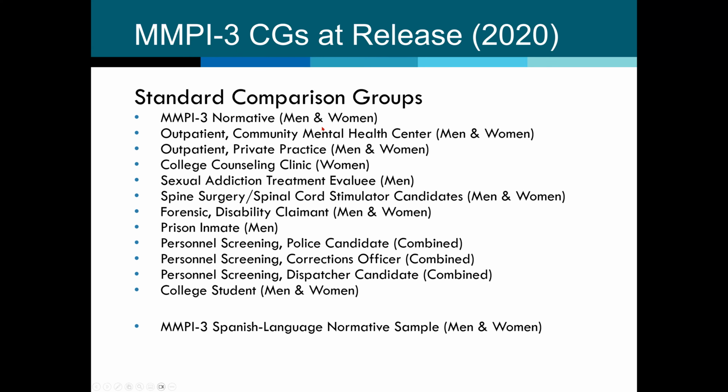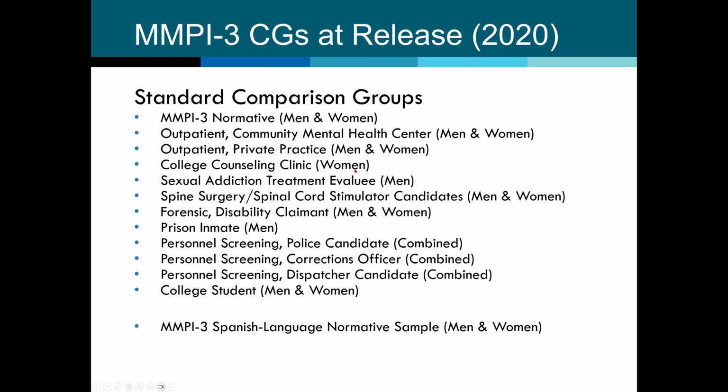So as you can see, we again created comparison groups that allow us to compare a test taker's scores with just the men or just the women of the normative sample, a couple of mental health outpatient samples, college counseling clinic. At the time, we only had a sufficient number of individuals. And I should mention that a comparison group is composed of at least 200 valid protocols. That's the minimal number of cases to create a comparison group.